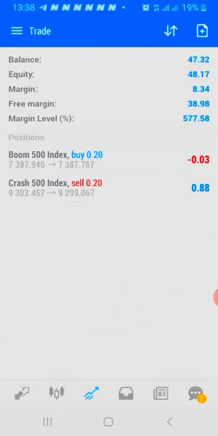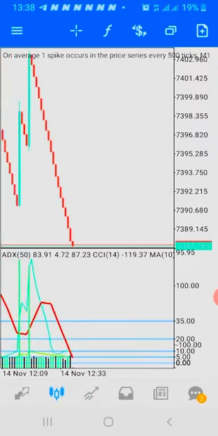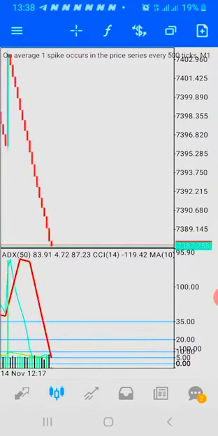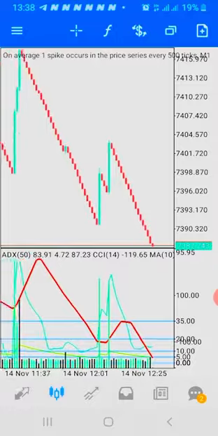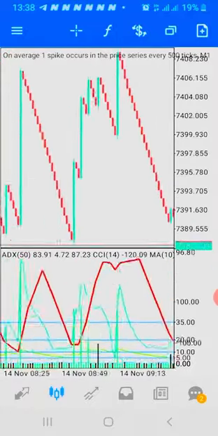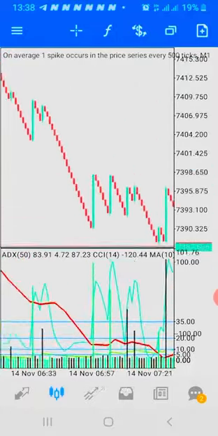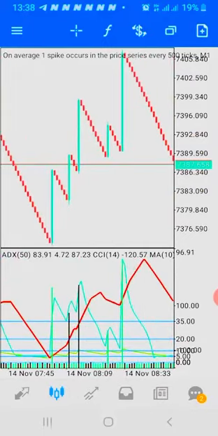Yeah, I just placed a buy. And let's not worry, this buy, let's see, it's going to spike. So let's check on other examples for Boom 500. You see, at the oversold, but this time we are using oversold for Boom 500 at the oversold level.